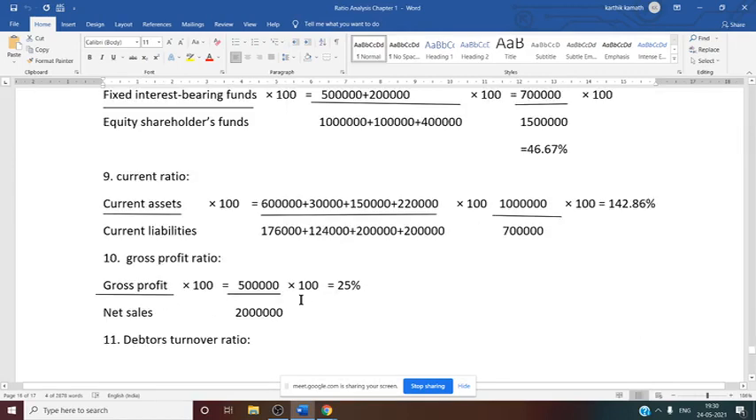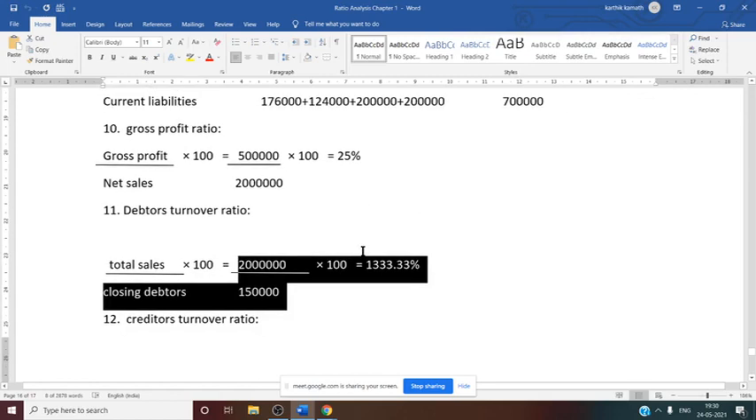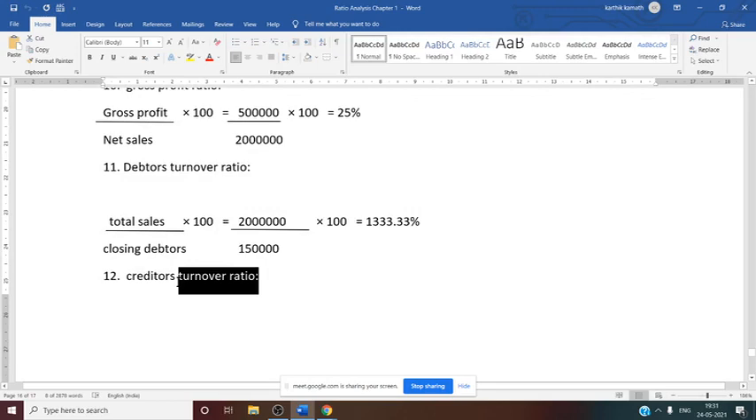See this now, total sales divided by closing debtor into 100. So 20 lakh divided by 1 lakh 50,000 into 100. Your answer is 1,333.33%. That is debtor turnover ratio. Now last one we need to discuss here, that is creditor turnover ratio.